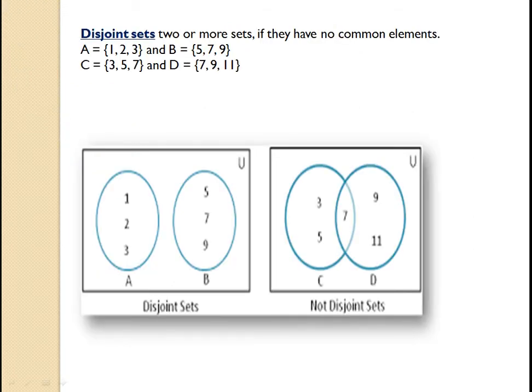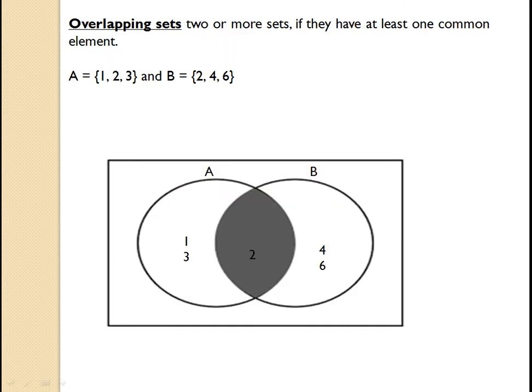Here is a disjoint set. Disjoint sets means two or more sets which have no common elements. If there is no common element, it means they are disjoint. If we have one common element, they are not disjoint sets. Let's see, A and B are disjoint sets, while C and D are not. Here we have A = {1, 2, 3} and B = {5, 7, 9}. In C = {3, 5, 7} and D = {7, 9, 11} we have a common number 7. That's why C and D are not disjoint sets.